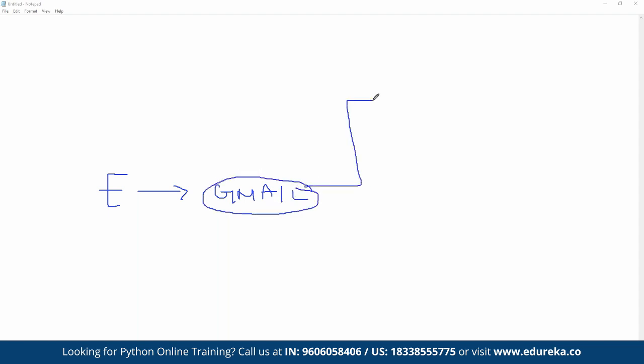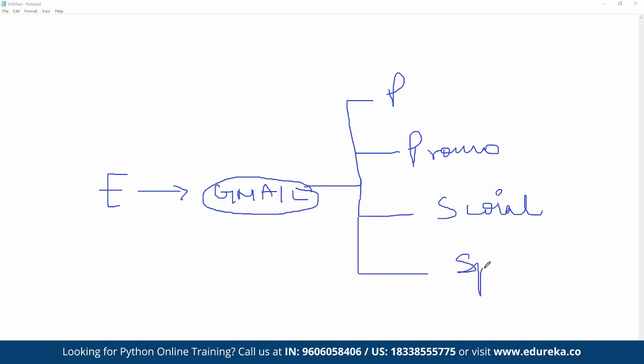This one should be going to the primary inbox. This one should be going to promotional, or this one should be going to the social email box, or one should be going to spam. So it automatically segregates which particular category this email belongs to: primary, promo, or social.